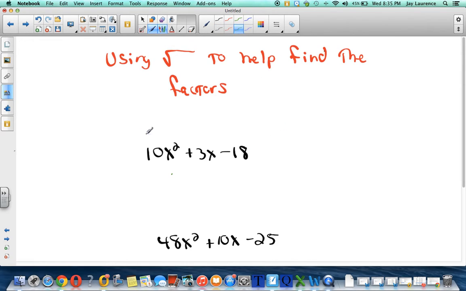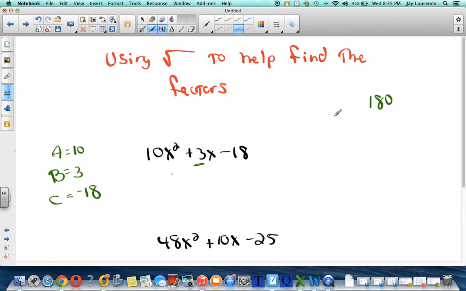So now, normally to factor this, we would do A, B, C, right? A is going to equal 10, B is going to equal 3, and C is going to equal negative 18. I'd multiply A times C and get 180. I'm ignoring the negative. And I need to subtract them to get B, which is 3, right? Well, 3 is pretty close to 0.